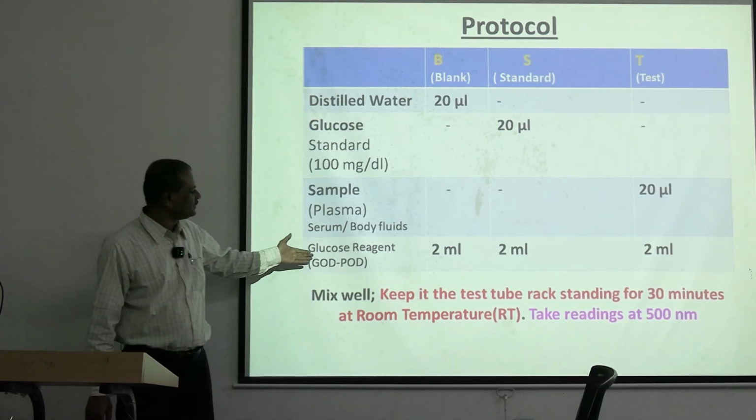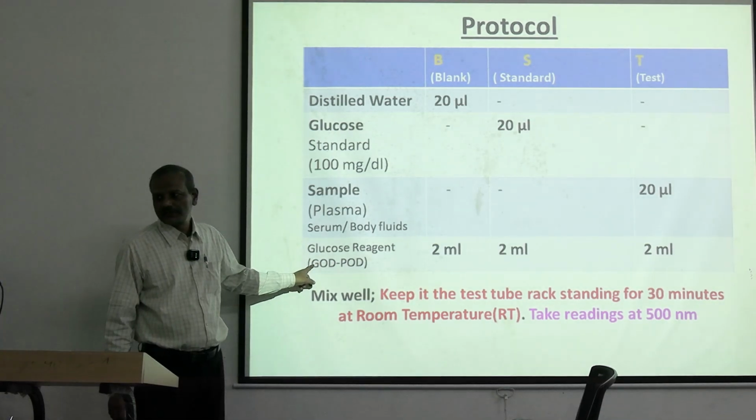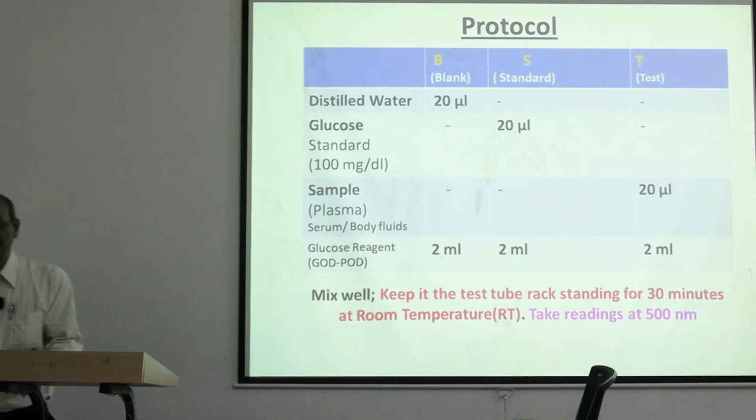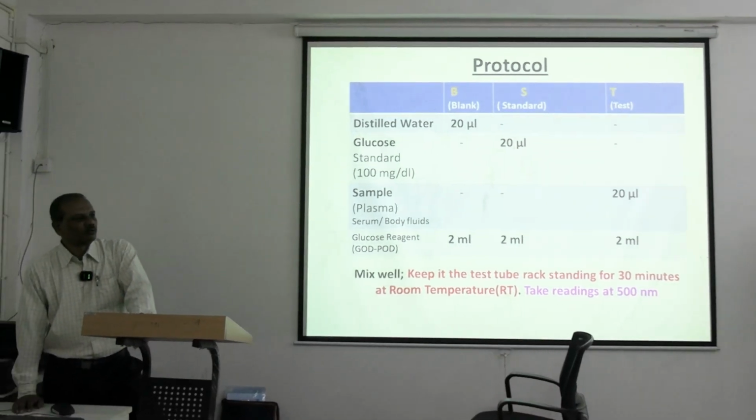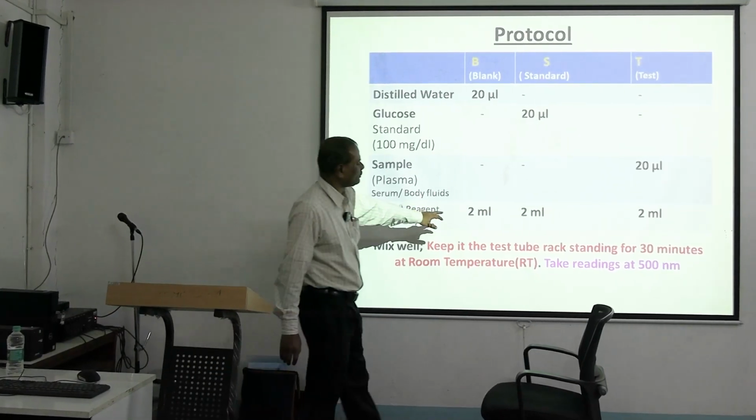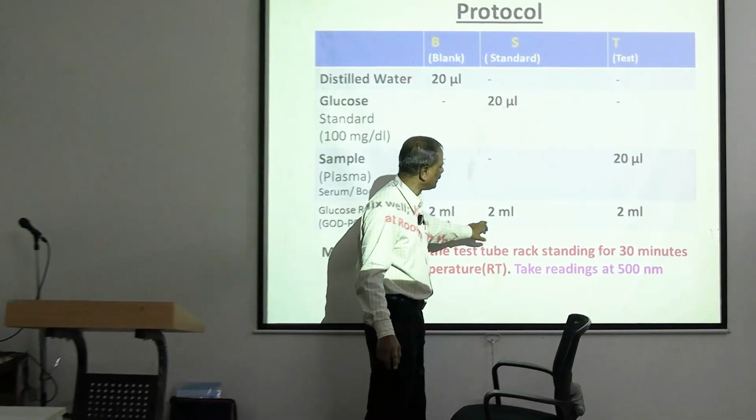Okay, and the glucose reagent is GOD-POD. GOD means glucose oxidase, POD means peroxidase. It is called the GOD-POD method, common. Here it is written 1 ml, not 2 ml, because you will be doing it in the semi-auto analyzer: 1 ml, 1 ml, 1 ml.